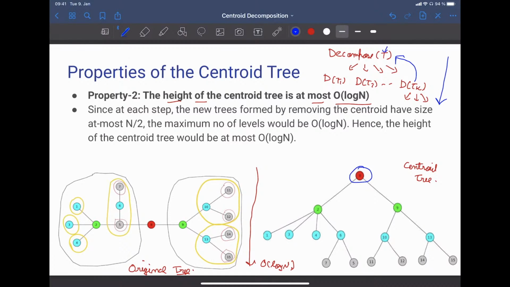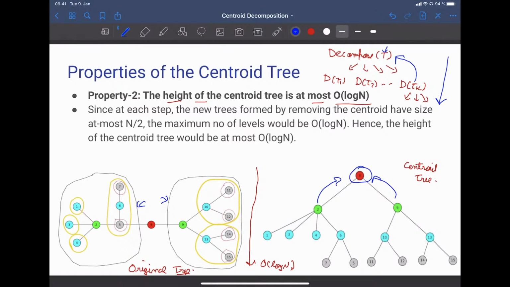Suppose it is the centroid. You call decompose on the two sides, find their subtrees, and attach them as children to 8. So the height of this tree is the recursive depth to which you keep calling decompose.